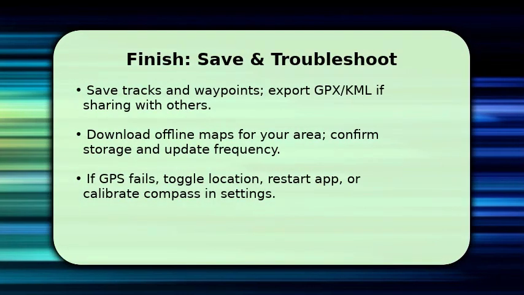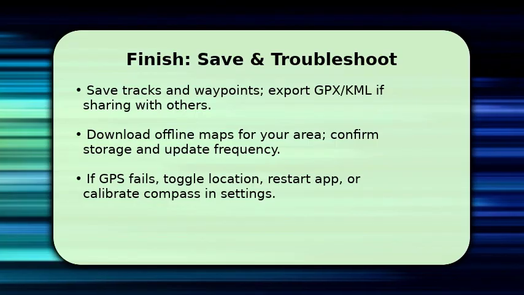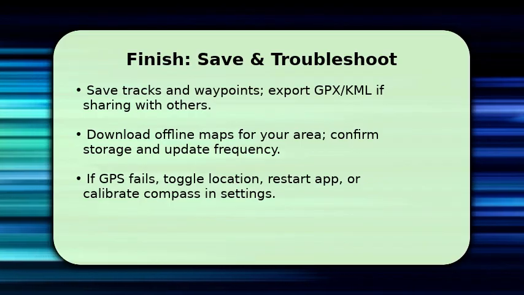You finish by saving everything. Tap Save on Tracks, confirm waypoint names, and export GPX if you need to share. Next, download offline maps for the trip and check storage space so downloads complete. If you plan repeated use, set automatic updates for offline packs.